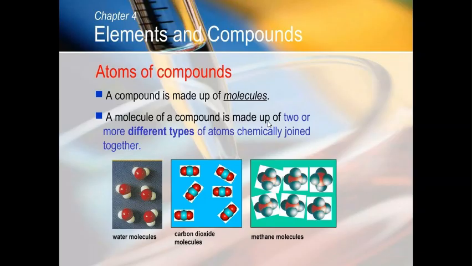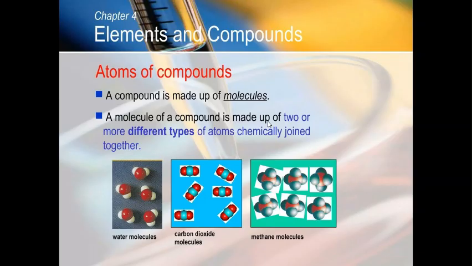So let's look at atoms of compounds. A compound is made up of molecules. And you may ask yourself the question, what is a molecule? A molecule of a compound is made up of two or more different types of atoms chemically joined together.